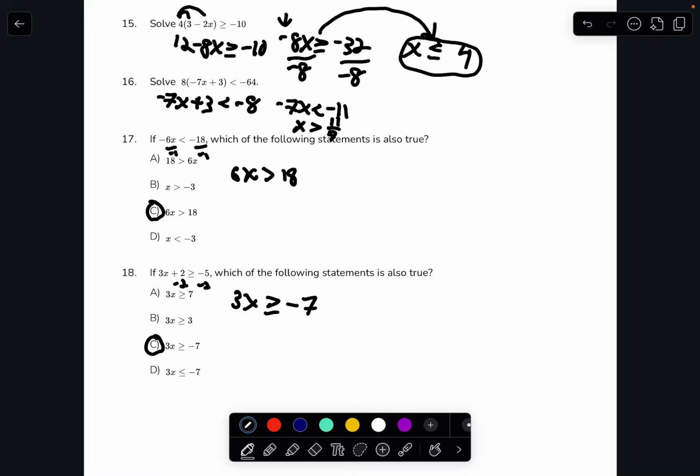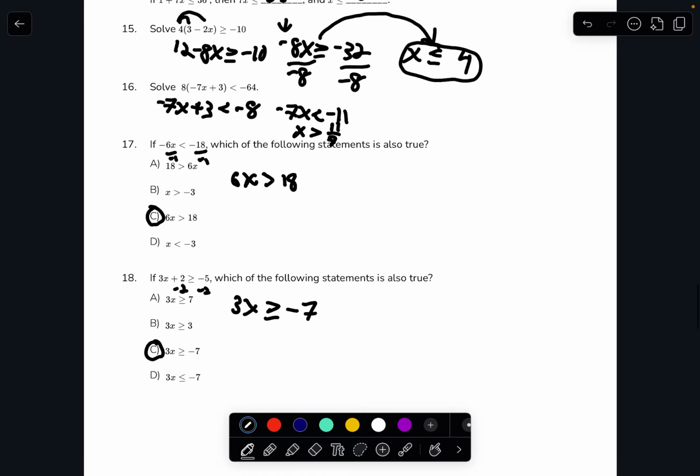Notice they gave you +7 in case you dropped your sign. They gave you where you subtracted 2 from 5 and got 3. And then C and D, they flipped the inequality symbol. So in this case, it did not get flipped because the variable was not negative.